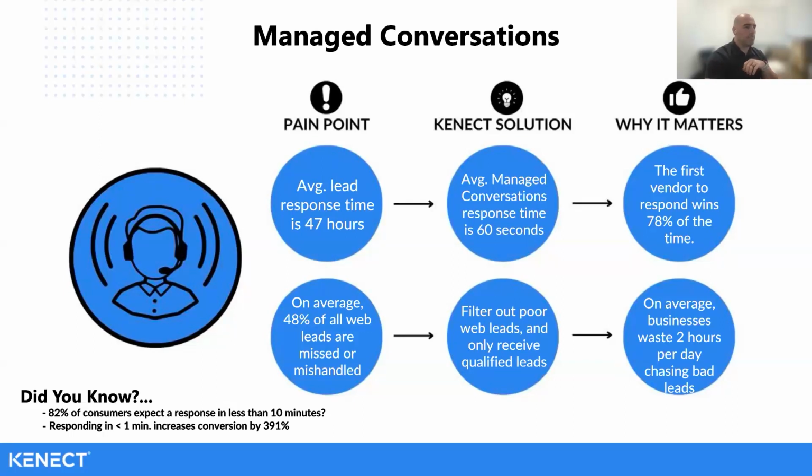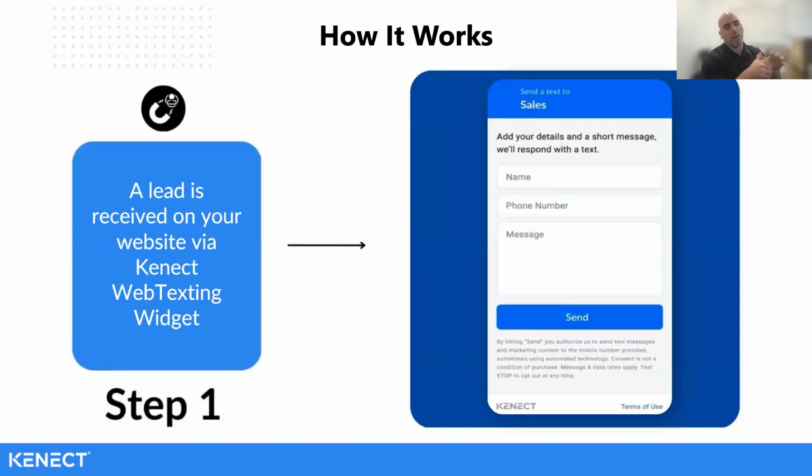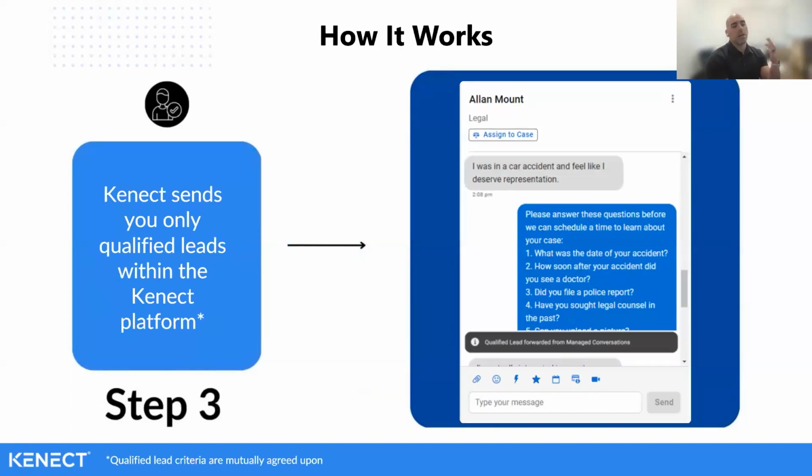We find, let's see if this slide will transition here. There we go. So as they fill out their information, we get the name, phone number, and message. This is through that text us widget on the website. And from that point on, the conversation continues via their text messaging in their pocket. You'll see this end where we are running them through your questionnaire. And once they are indeed qualified, you'll get this notification saying qualified lead forwarded from managed conversations from this live individual that's been going back and forth with your potential client. Once that is in your inbox in Kenect, you take that conversation from there and you decide whether you need a phone call, an office visit, or continue speaking via text message.